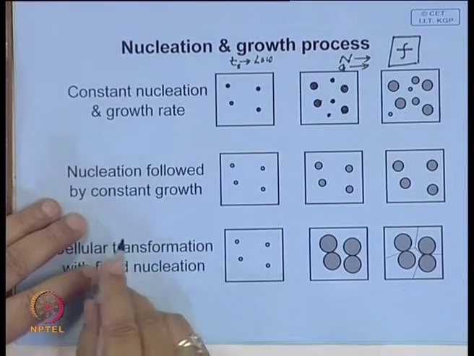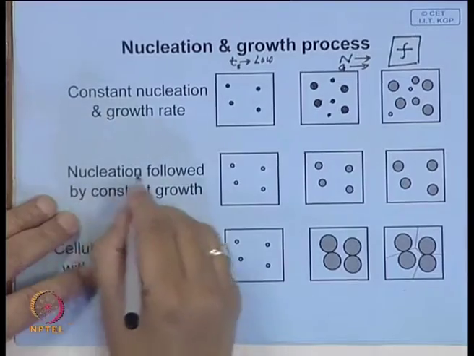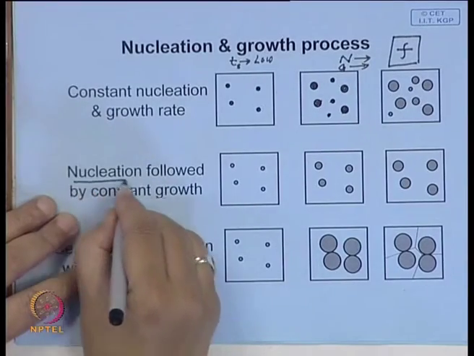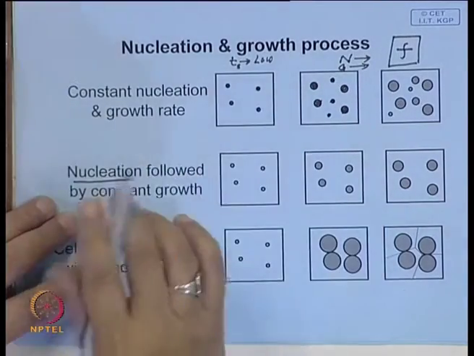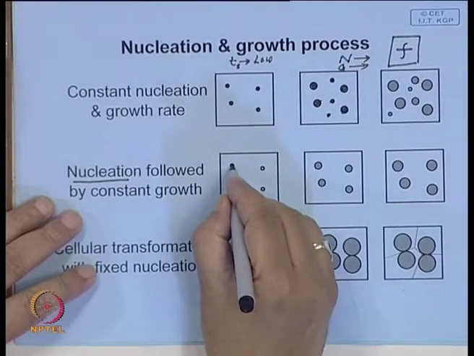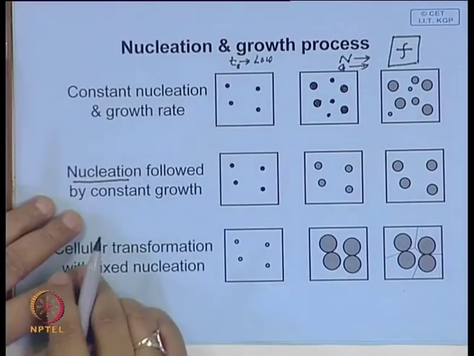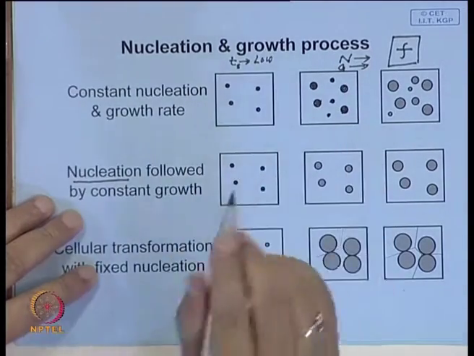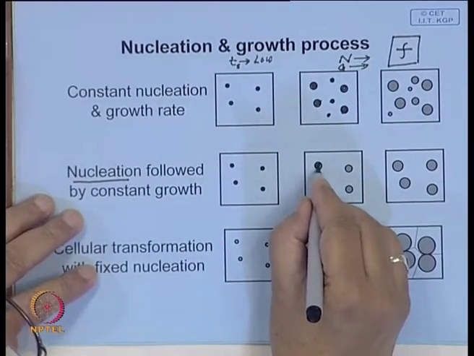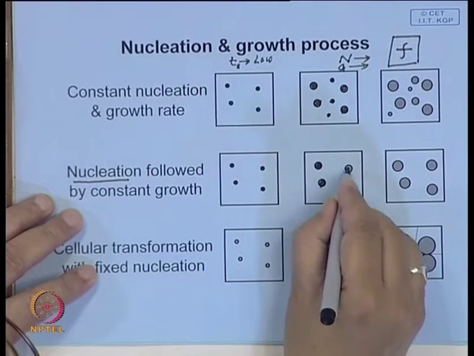Similarly, there can be another case where we can say that the process that takes place is first nucleation, that there are certain specific sites where nuclei can form, and once these sites get saturated, all these nuclei have formed, then only growth can start. So, this can be one way of looking at it.